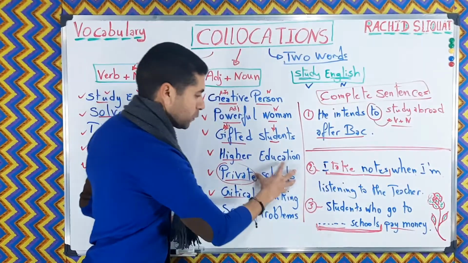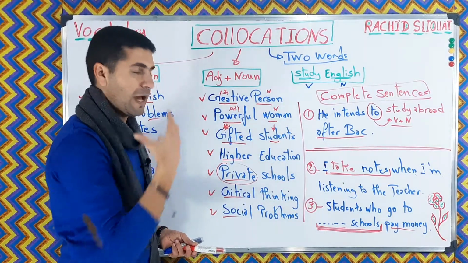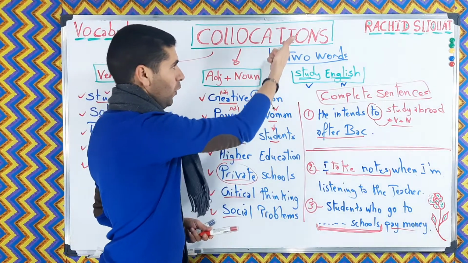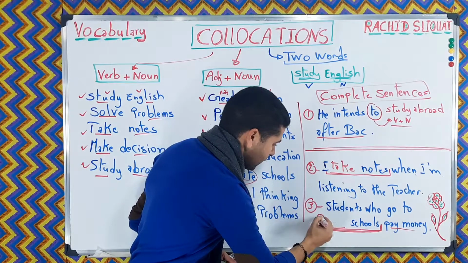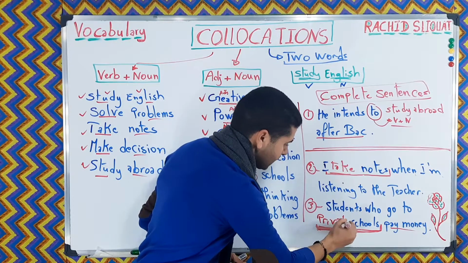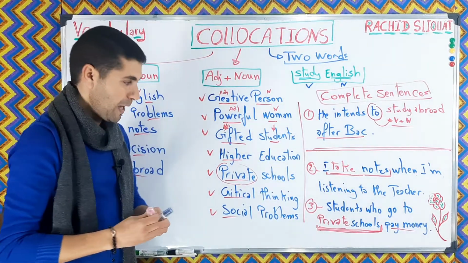Here we are given part number one, the schools. So we have to complete only with private, because we have part number two of the collocation. So very simply here we can say private schools. Students who go to private schools pay money.